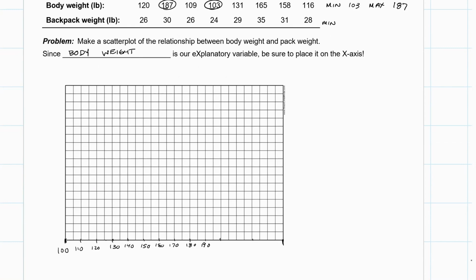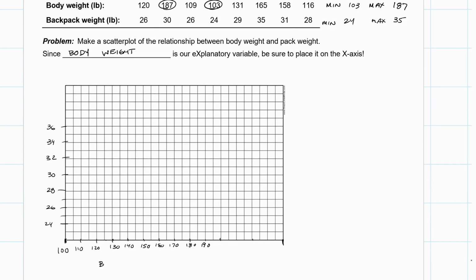My smallest backpack weight appears to be 24, and my largest one appears to be 35. So I've got to get the numbers between 24 and 35 on my axis. Let's put 24 here, 25, 26, 28, 30, 32, 34, and 36. And so I have now room on both things.